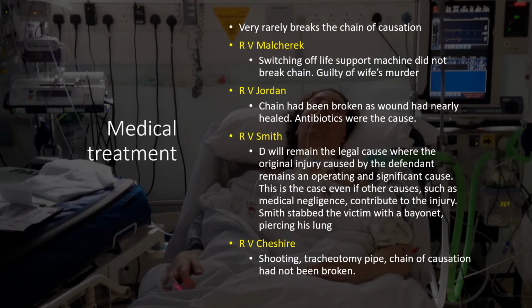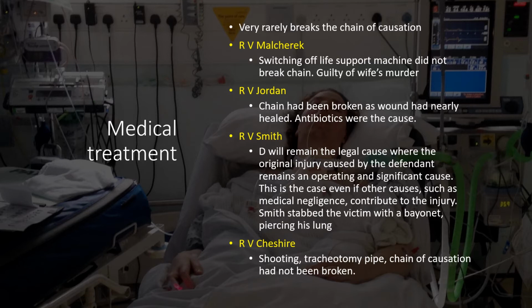So in terms of medical treatment then, we know from Malcherek, switching off a life support machine will not break the chain of causation. In Jordan, the medical treatment was so bad that it became the cause of death. And this is because the original injuries had healed and the antibiotics were the cause of death.